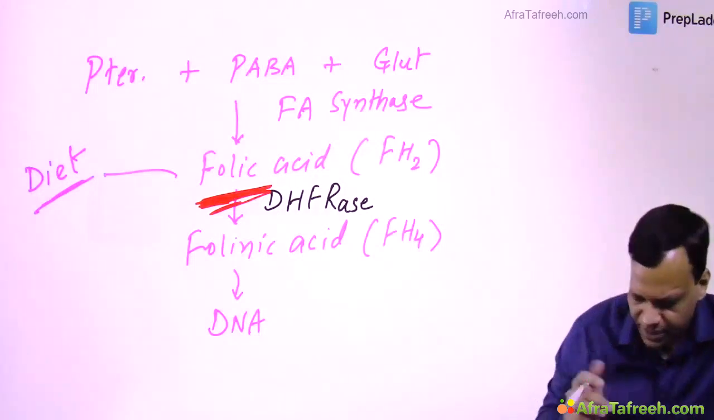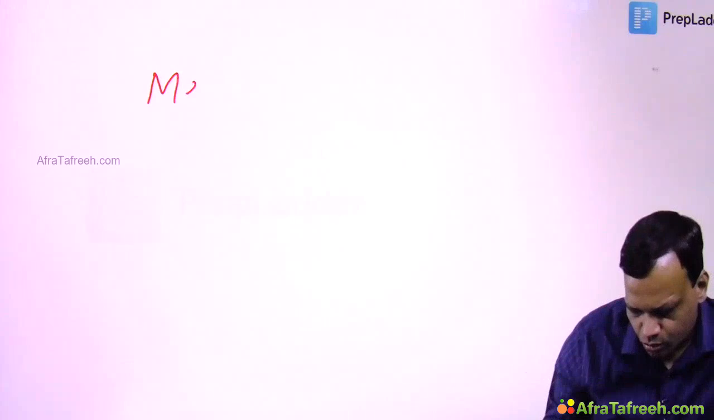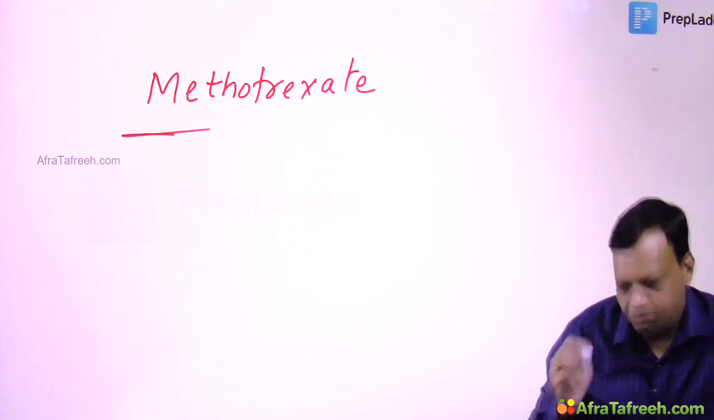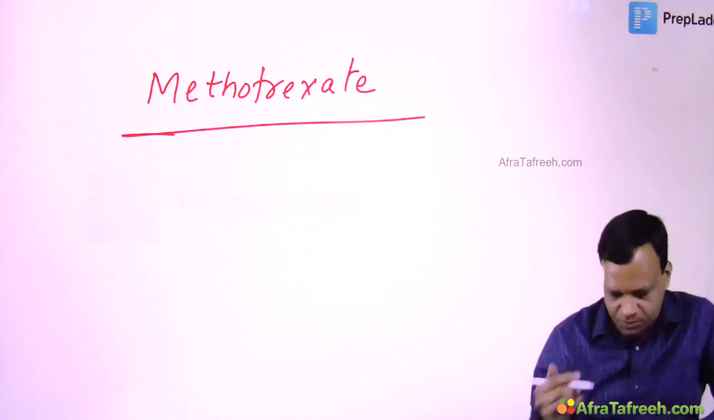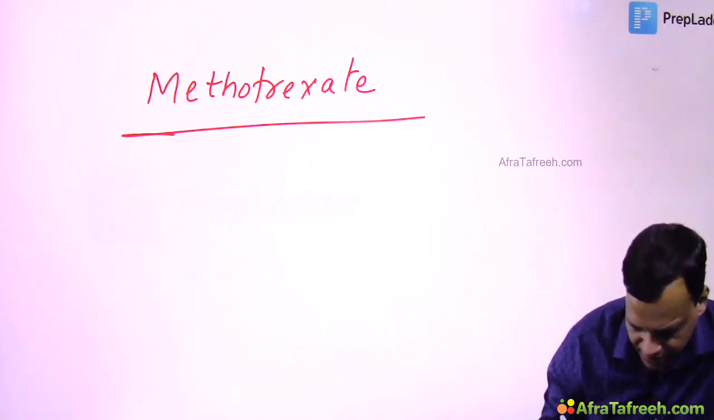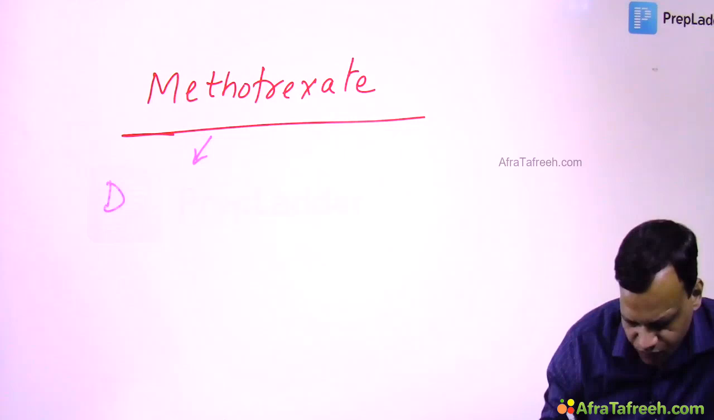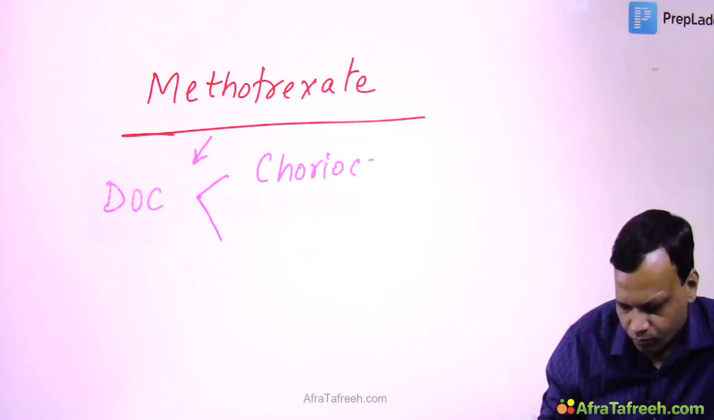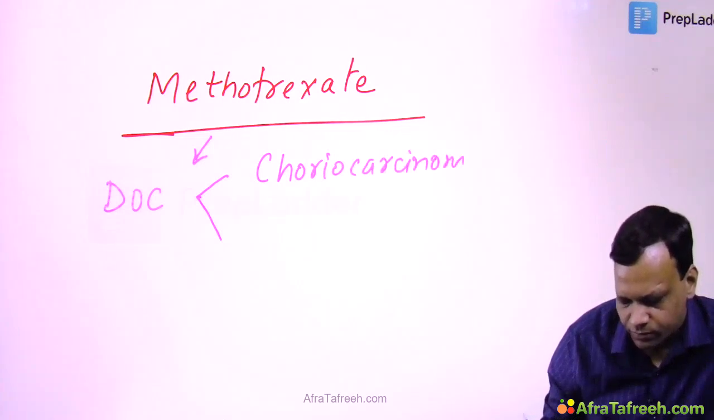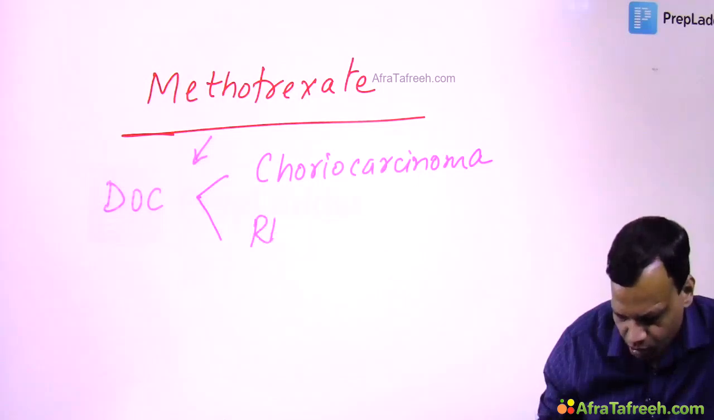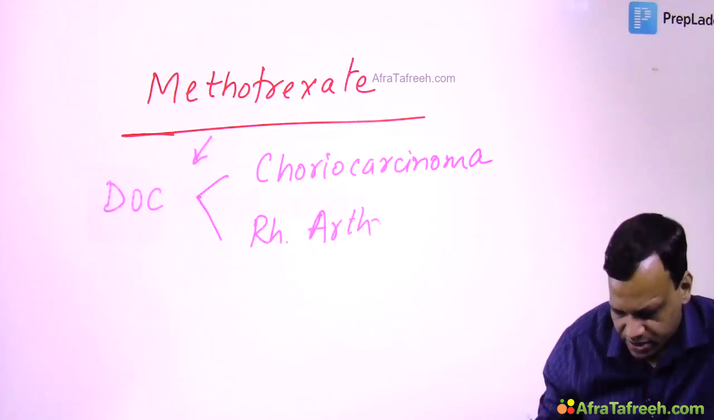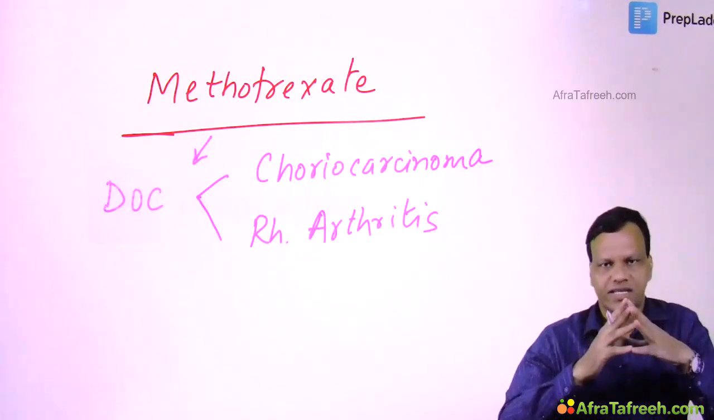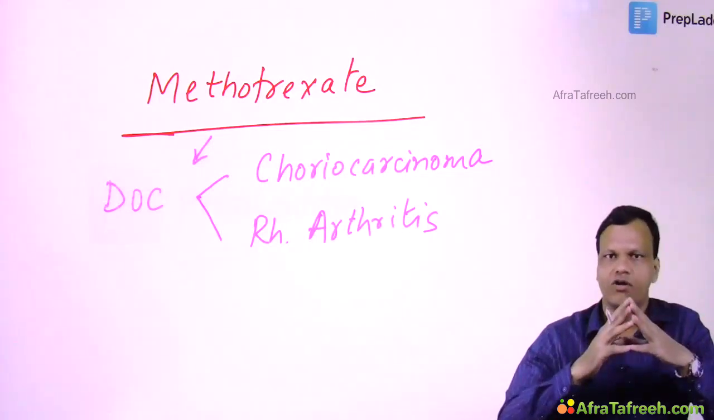And the major drug inhibiting this enzyme is methotrexate. The special point to remember about methotrexate is that it is the drug of choice for two conditions. One, choriocarcinoma, and second, it is the drug of choice for rheumatoid arthritis. It is not only an anti-cancer but also a powerful immunosuppressant drug. It is used in rheumatoid arthritis. It is the disease modifying anti-rheumatoid drug of choice.